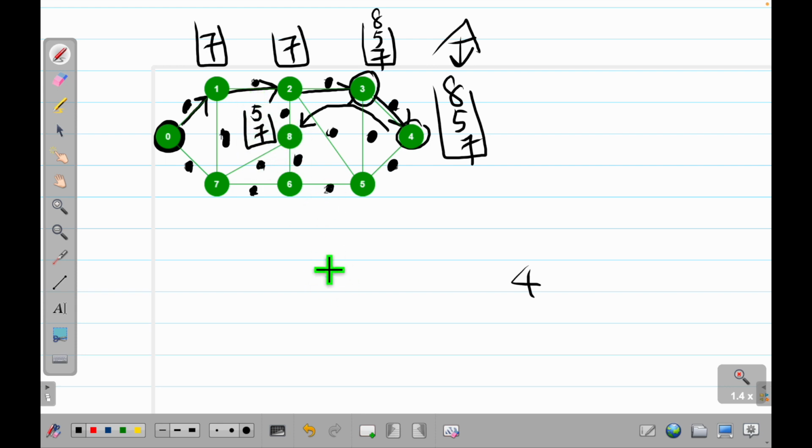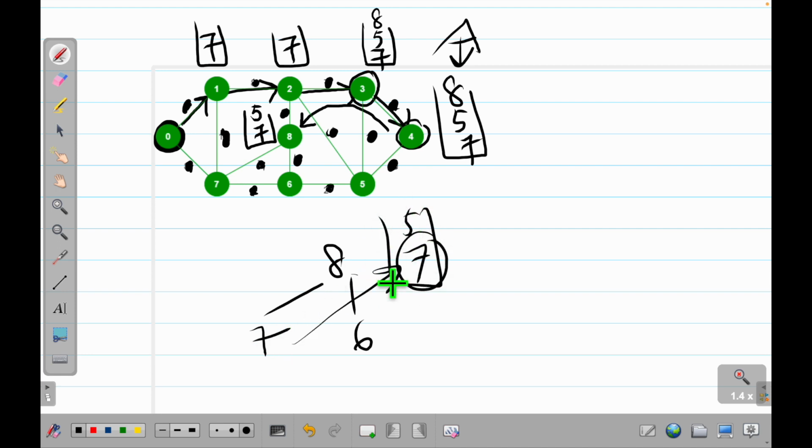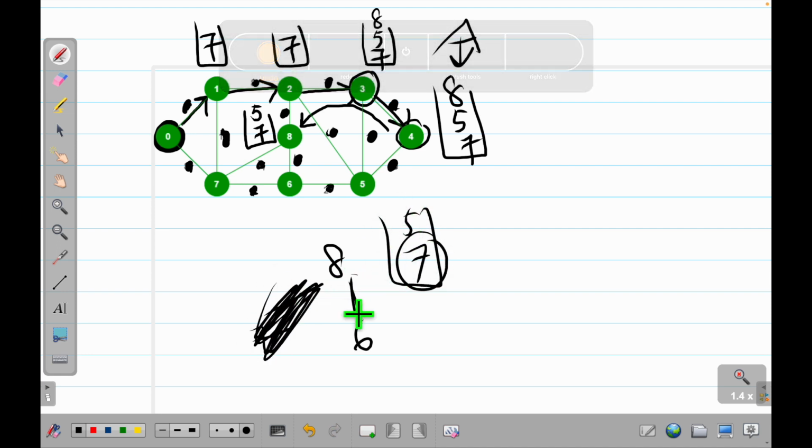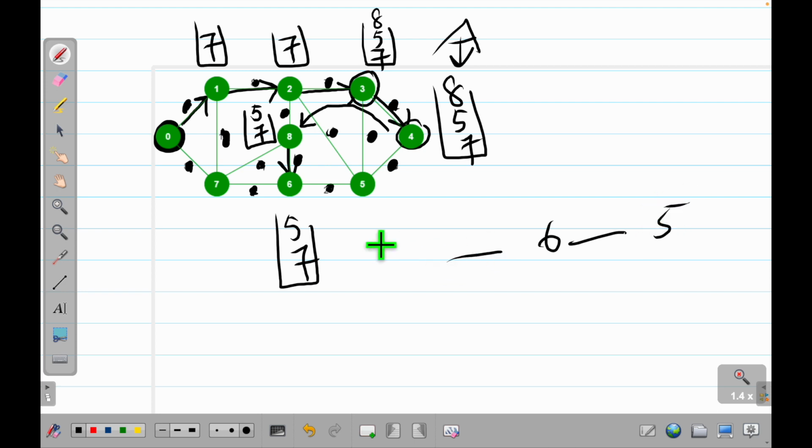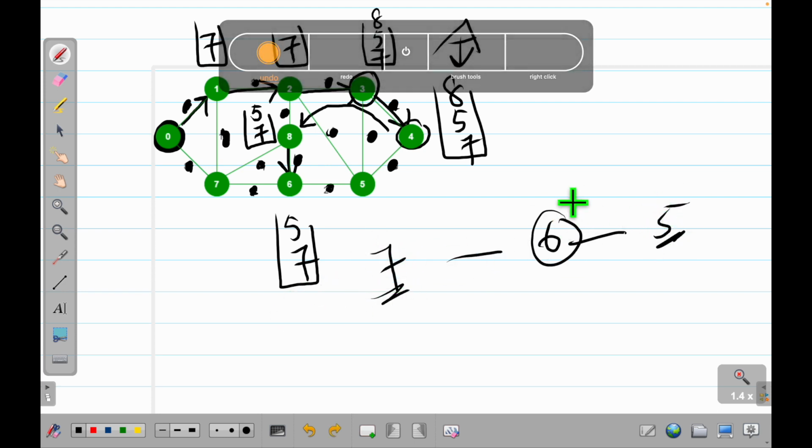What's next? At 8, what do we see? 6 and 7. Again, 7 is in the box, so we cannot go to 7. That means we only have one choice. We go to 6, and we carry this box to 6. So we get 5, 7 here. At 6, we can go to 5 and 7. Since both 5 and 7 appear in this box, that means we reach the end.